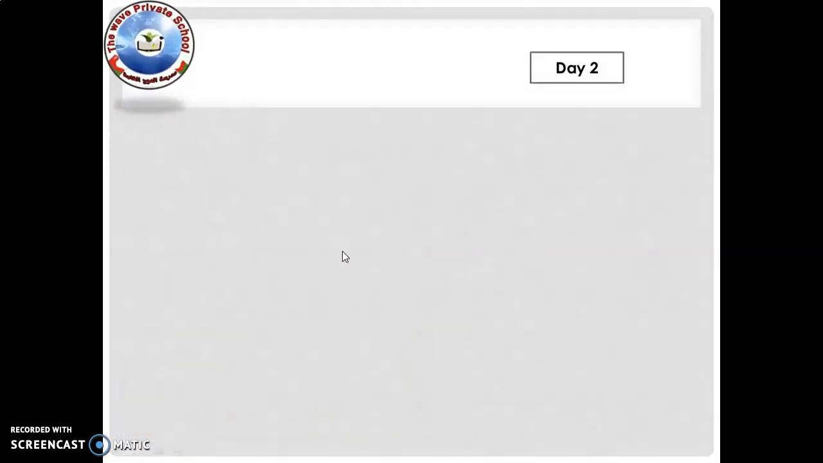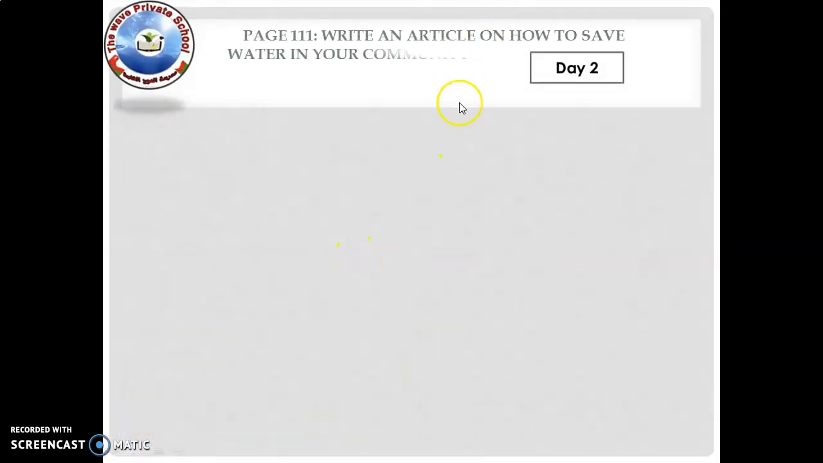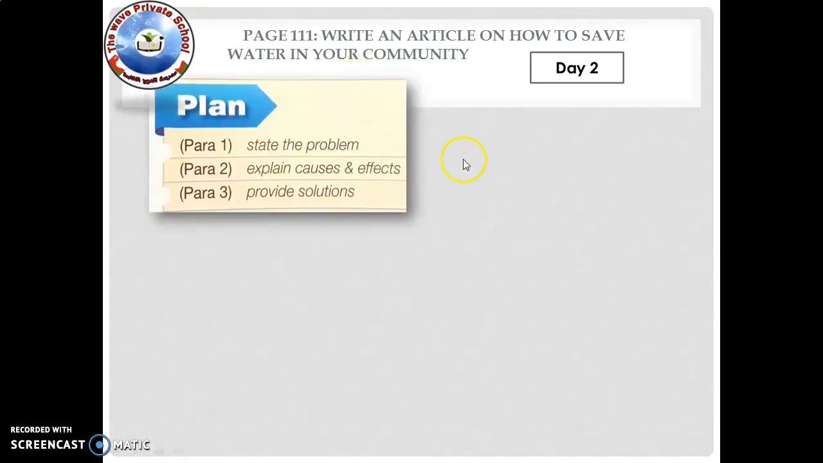Now, we're still on day 2, page 11. You are asked to write an article on how to save water in your community. So how are you going to do it? First, you have to plan. Paragraph 1: you have to state the problem. What is going on? What is the problem with water?